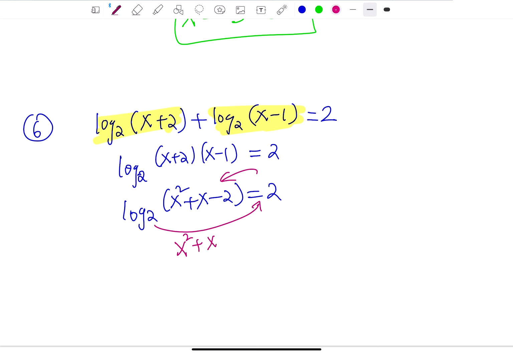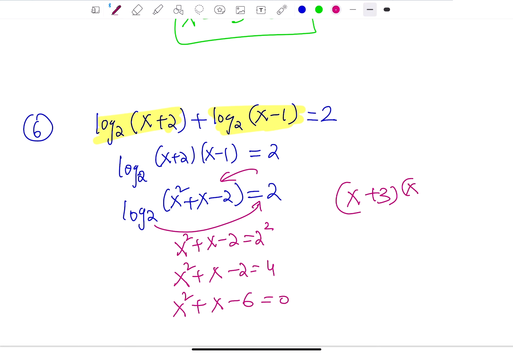Now, x squared plus x minus 2 is 2 to the second power. X squared plus x minus 2 equals 4. Let's bring everything to one side and solve this equation. And again, looks like I'm going to have two solutions here. X plus 3 and x minus 1 are the factors. So my two solutions are 1 and negative 3.